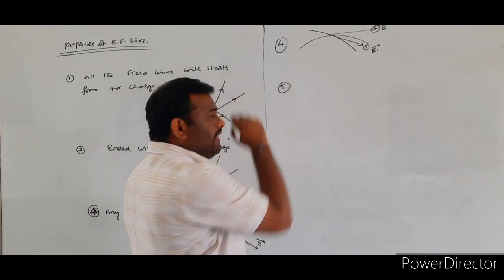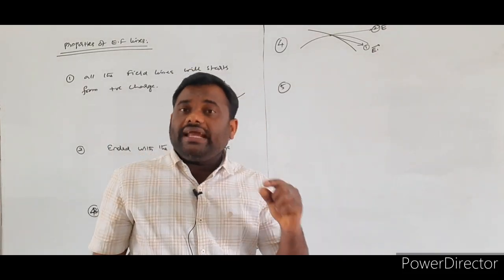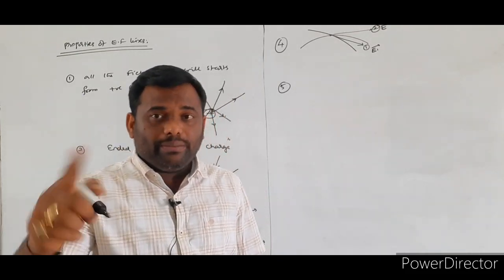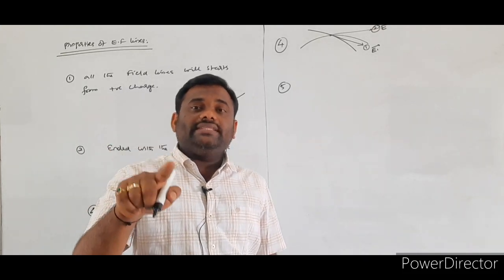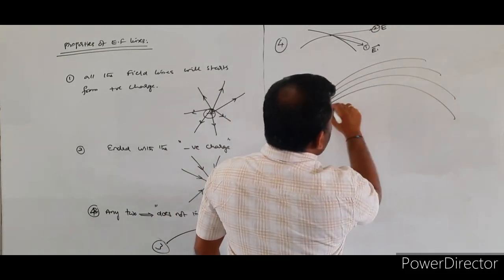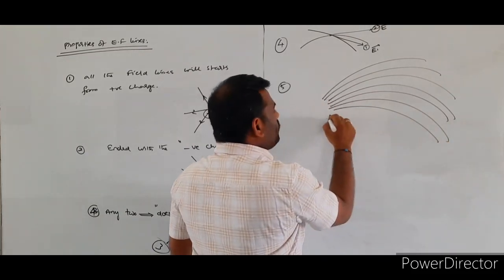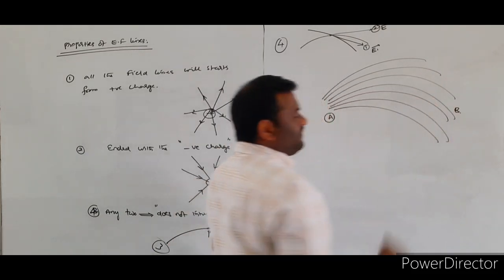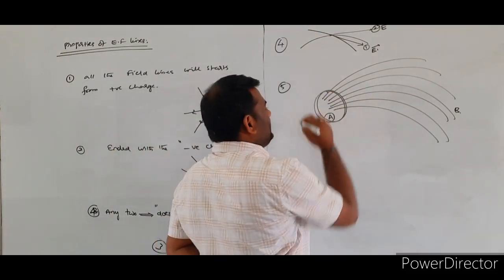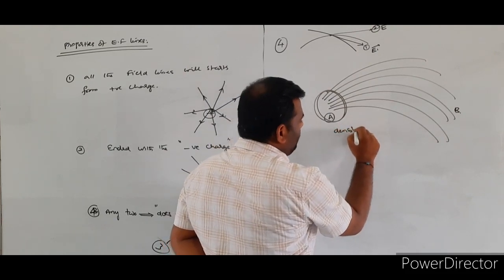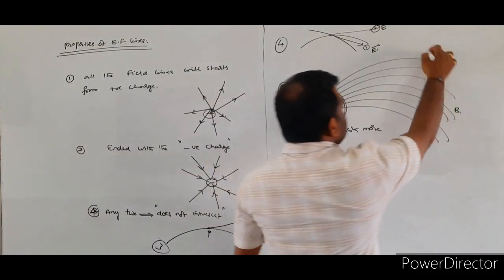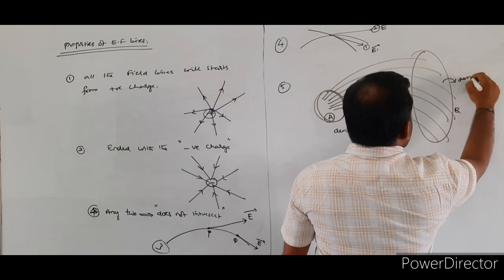Next, in a region where the field line density is more, there the electric field strength is also more. Suppose I consider the field lines like this. See here, I consider two regions. One is region A, another one is region B. If you observe carefully, in region A the field line density is more, and in region B the field line density is less.